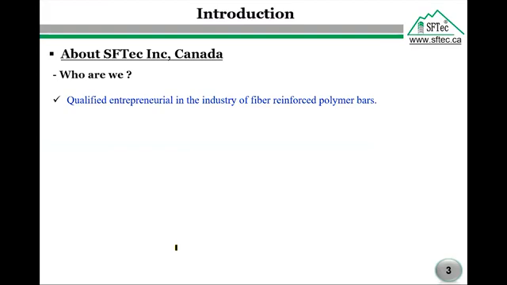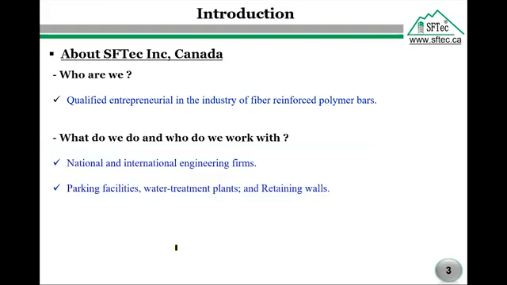In the beginning, I would like to introduce our company, SafTech. Who are we? SafTech is a professional entrepreneurial industry in the business of composite rebar. What do we do, and who do we work with? SafTech is working closely with national and international engineering firms and government departments in the construction of parking facilities, water treatment plants, and retaining walls, as well as other structural elements.